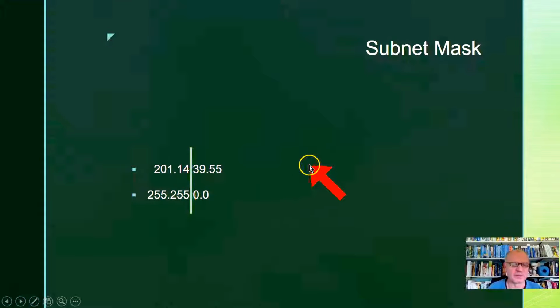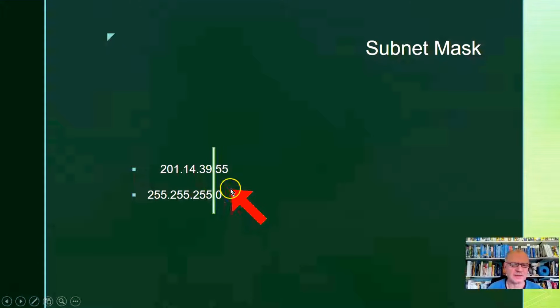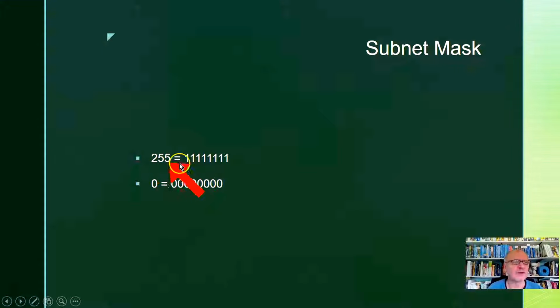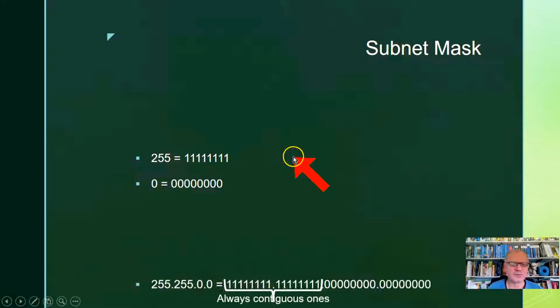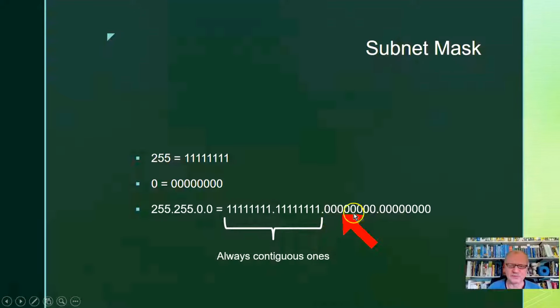Now, if we moved this bar again, for example, here, we would just use 255 to say this is the network ID and 14.39.55 is the host ID. Or over here, for example, 255.255.255, we have a network ID of 201.14.39 and a host ID of 55. So that's the way this works. Now remember that 255 equals 11111111. It's a full byte of ones, and a zero, of course, equals 00000000. So what we really have is a bunch of contiguous ones, and then contiguous zeros.